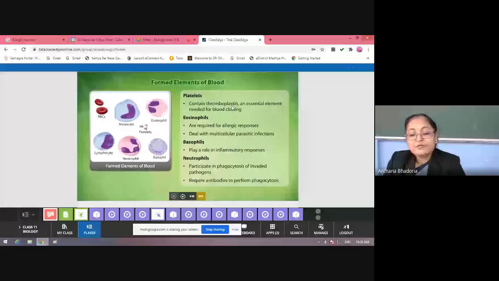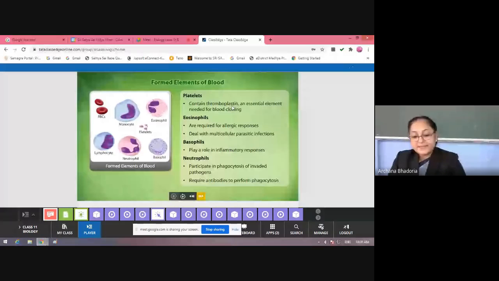Now function, quickly write down that they help in clotting of blood. They help in the clotting of blood. Thus, prevent the blood loss. So, whenever any injury is there, from that injury the blood will flow for some time. After some time, it is sealed by the blood itself. And that sealing of that injury is done by a process which you call blood clotting.